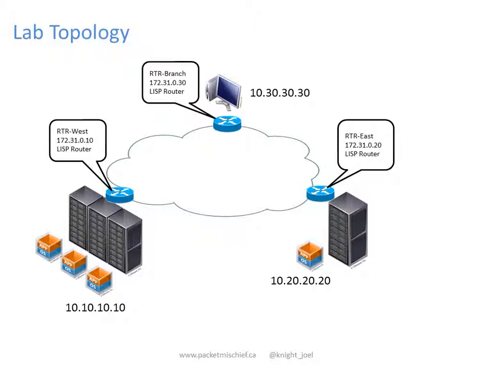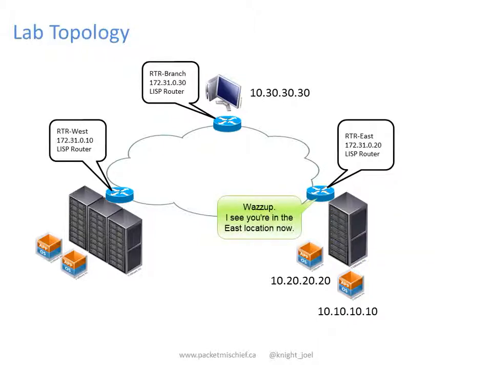Okay, so flipping back to the topology here. What we're going to do now is migrate that 10.10.10.10 server from the west site to the east site. Because the west router and the east router have been configured in LISP cross subnet mode, as soon as 10.10.10.10 issues a packet on the network in the east data center, the router is going to recognize that the 10.10.10 network is a network that is being extended over LISP between the sites. And as soon as the east router sees that packet, it's going to register with the mapping system that 10.10.10.10 is now at location 172.31.0.20. And we're going to see that here in the lab.